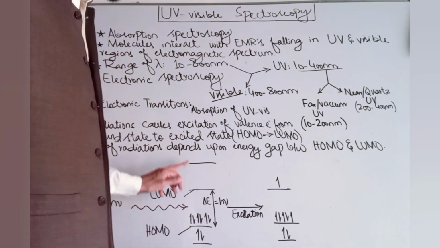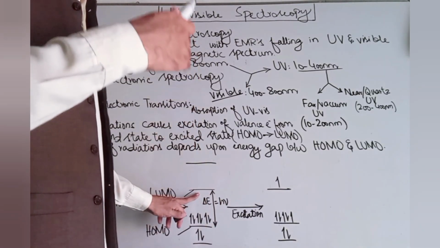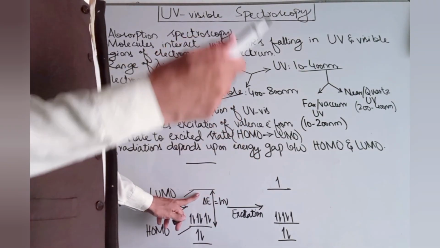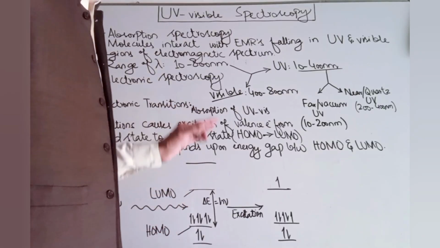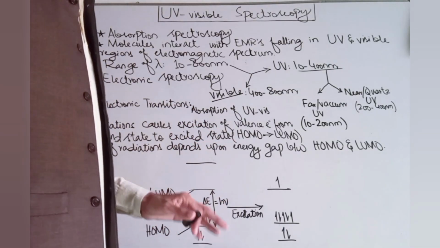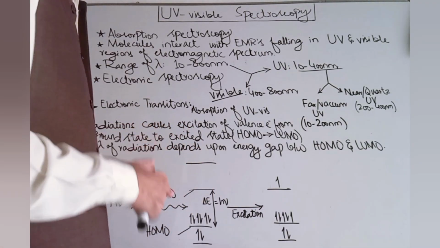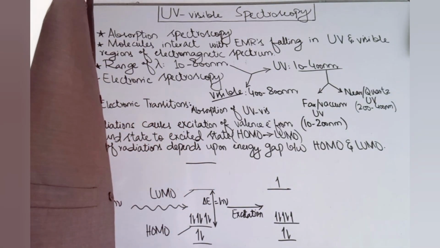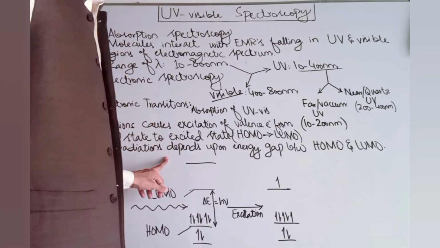That's why it's called the HOMO. And these two levels are empty. But among these, this is the lowest unoccupied molecular orbital. So that's why it's called the LUMO. So whenever the radiations are absorbed, the electrons are shifted from the HOMO toward the LUMO. Lambda of the radiations depends upon the energy gap between HOMO and LUMO.